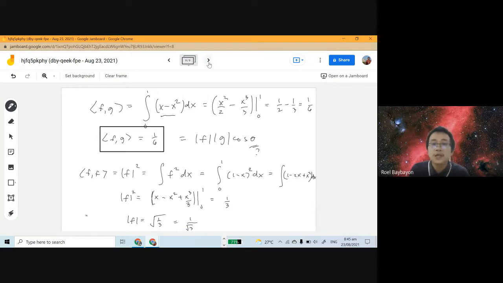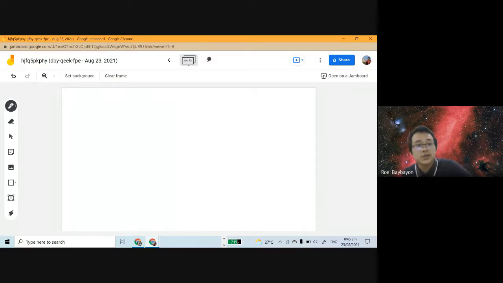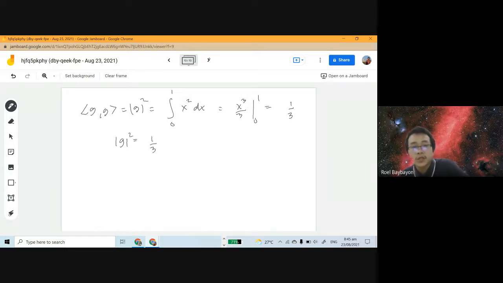For g, si g karon, this is equal to g square. This is an integral of g, x quantity square, dx from 0 to 1. This is actually equal to x cubed over 3 from 0 to 1. This is equal to 1/3. So therefore, g square is 1 over 3, so g is also equal to 1 over square root of 3.